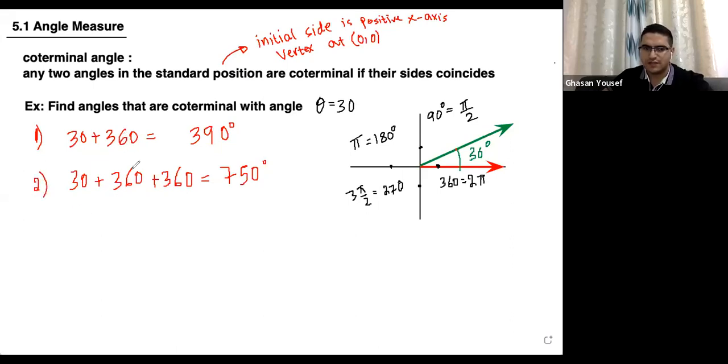Also, the same thing if you subtract 360. So 30 minus 360 is another coterminal angle to the angle theta. So it is minus 330. And the same thing, if you keep subtracting 360, you will get another coterminal angle. Is it clear?